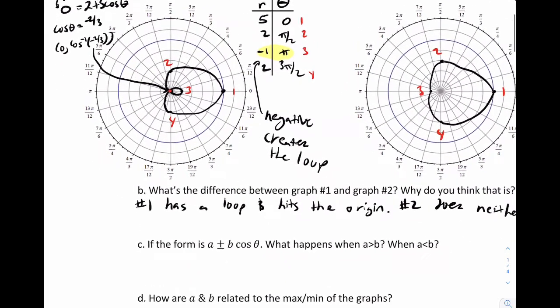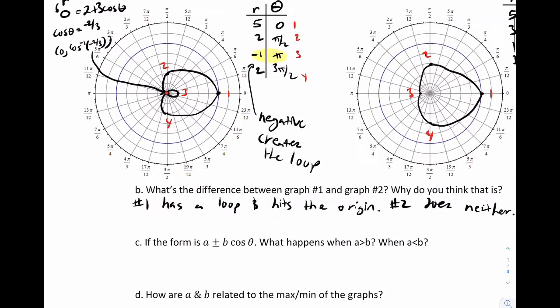Okay, so that's letter B. The main thing is, again, to notice that number 1, this first one, has a loop and hits the origin. This one does neither of those things.